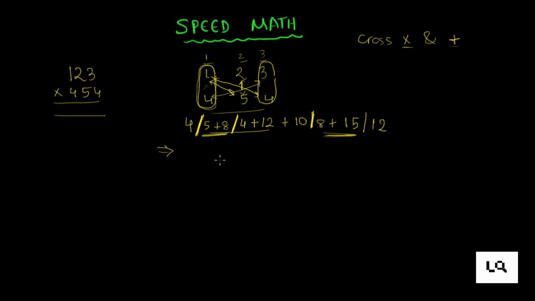Alright, so to add them up, I'm going to take a different color. So we got 4 over here, then 5 plus 8, that's 13. 4 plus 12 plus 10, that will make it 26. Then 8 plus 15, that's 23, and then we have 12. Alrighty, then we have to add these up. Now I'm just going to show you how to do that. We take the ones place digit as 2.